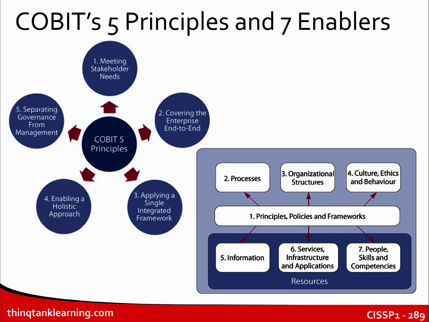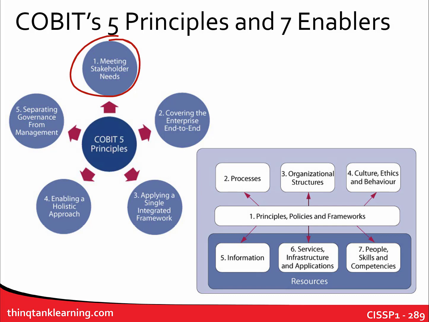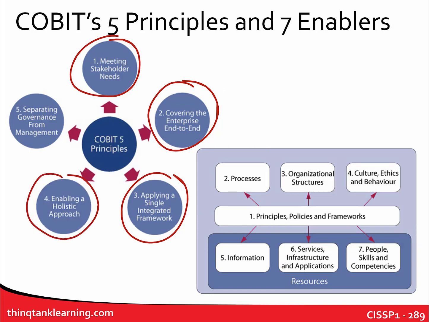So if you look at the 5 COBIT principles, they make sense. What are the stakeholders' needs? How do we cover the enterprise end to end? How do we apply a single integrated framework, which by definition would really be a holistic approach, where we're applying something that would apply to the whole environment? That's not what holistic means specifically, but kind of a summary. And we separate governance from management.